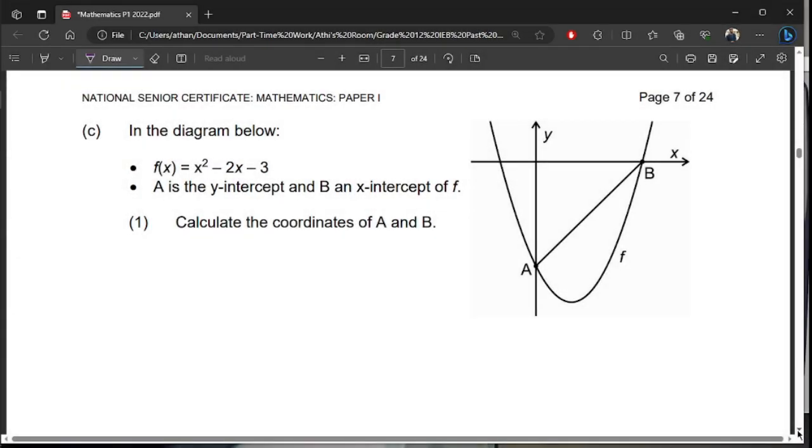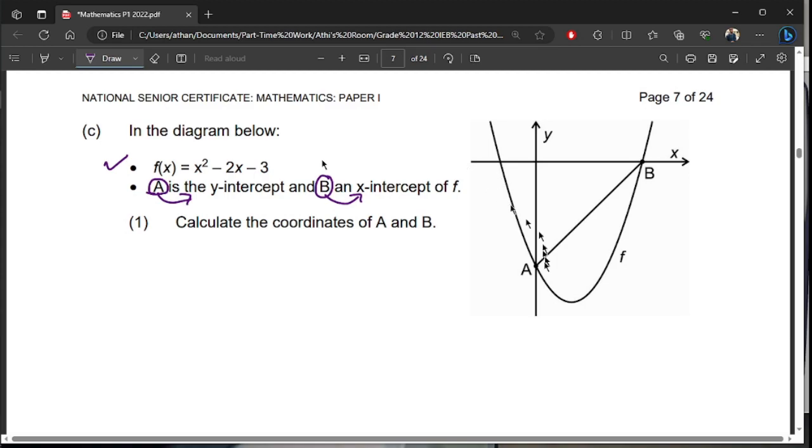Moving on, guys, to question C. In the diagram below, we have a function f of x, which is x squared minus 2x minus 3. So this is that function. A is the y-intercept and B is the x-intercept. So I'm just going to highlight that part. A is the y-intercept and B is the x-intercept. So know the difference between the two, y and x-intercept. Calculate the coordinates of A and B. That is the first question.